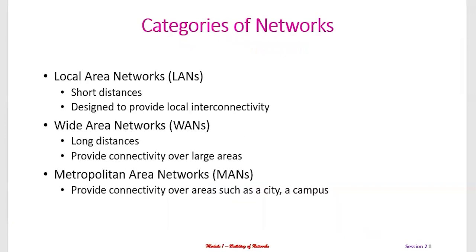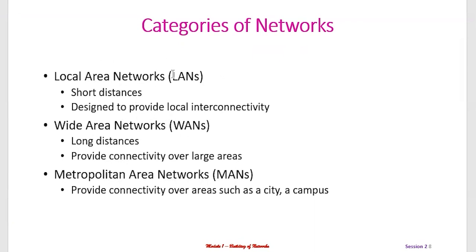So networking, as we said, is connecting multiple nodes to form a network. The way you want to connect, we have seen as a topology. Next, based on the kind of distance you want to cover, or the interconnectivity you want to provide, we have three kinds of networks. One is the local area network, shortly called LAN. The second is the wide area network, WAN, and the third is the metropolitan area network, MAN. Local area networks cover short distances and are designed to provide local interconnectivity.